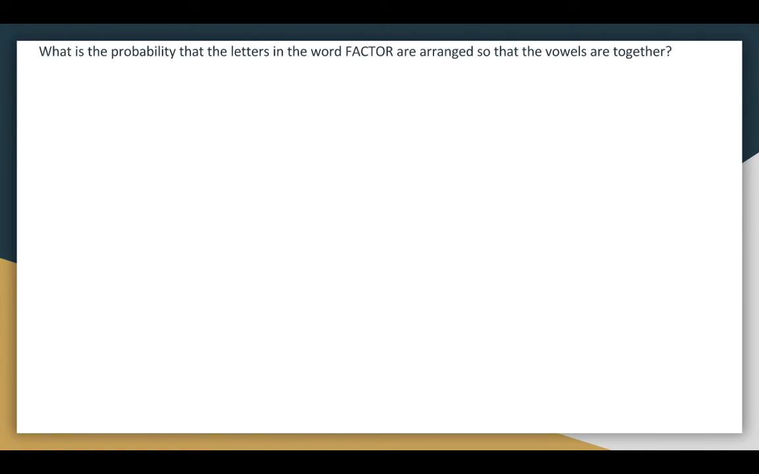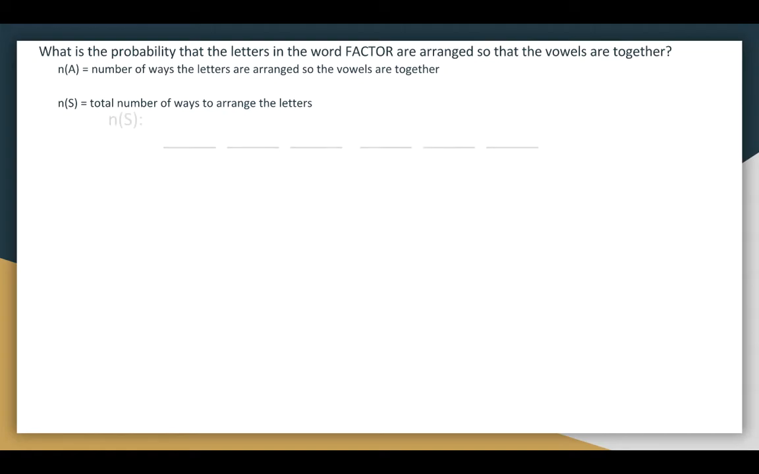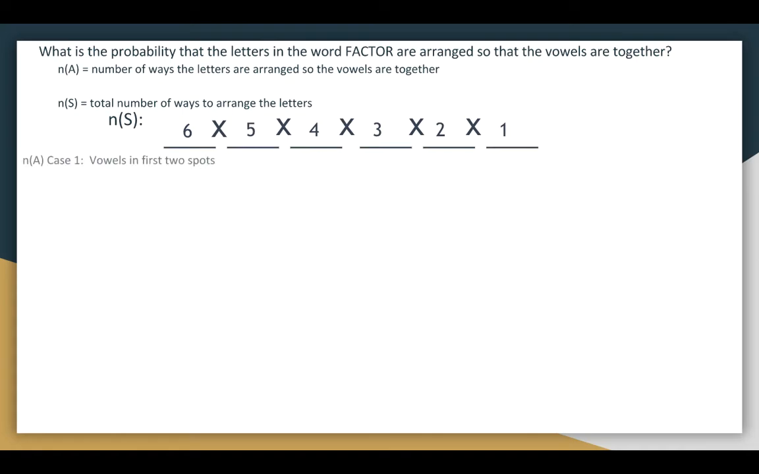So for an example, if we want to rearrange the letters in the word factor so that the vowels are together, N of A would be the number of ways so the vowels are together. N of S is the total number of ways. So N of S we could set up first. There's 6 letters, so we have 6 slots. And it's just 6 times 5 times 4 times 3 times 2 times 1.